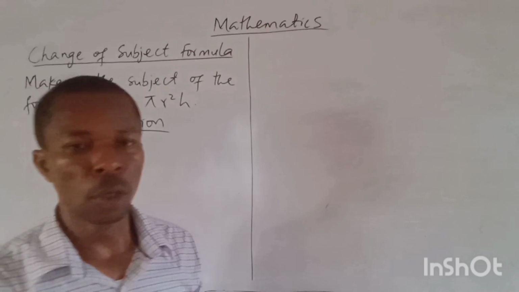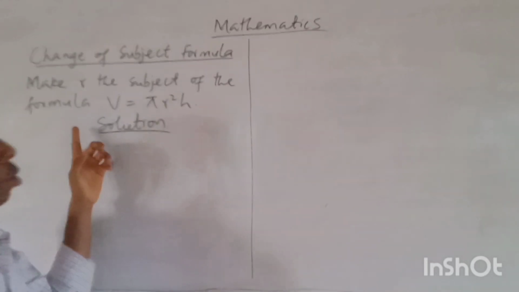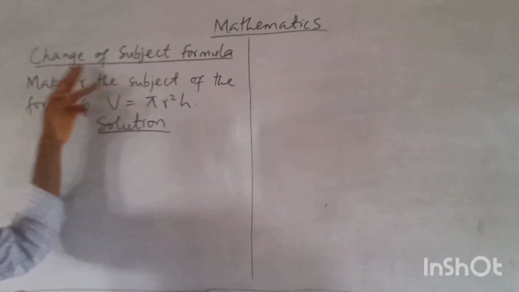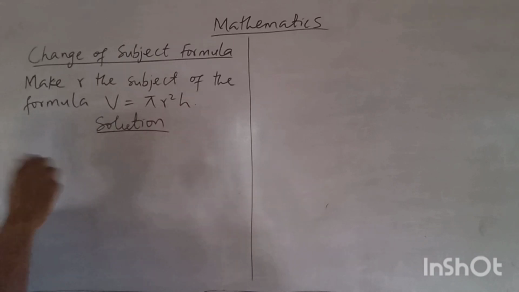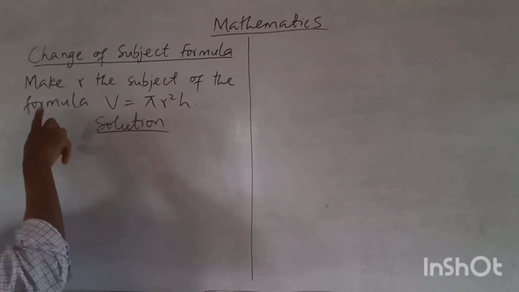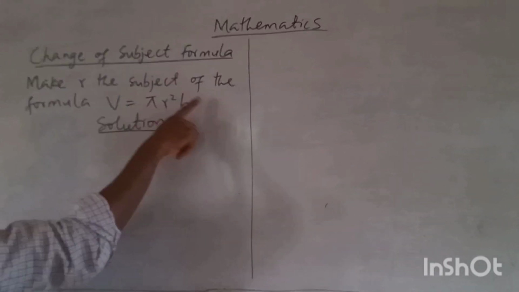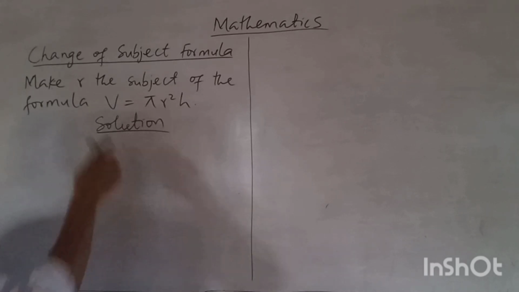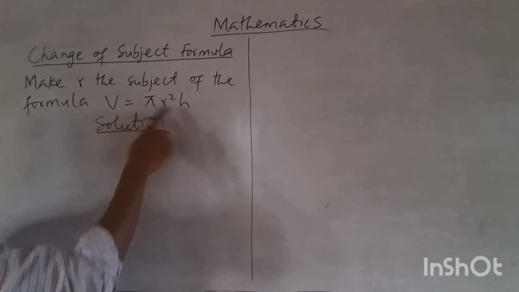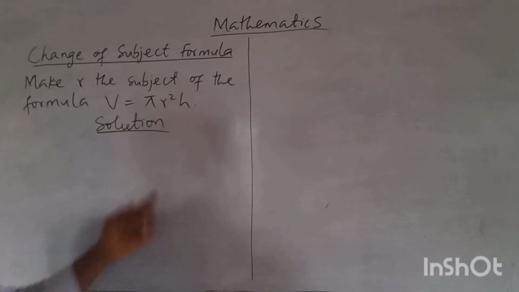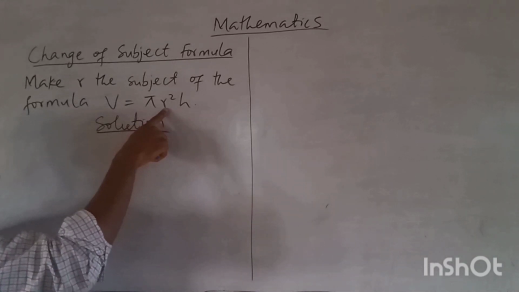Today we'll be looking at this question which is under change of subject formula. The question says, make R the subject of the formula V equal to pi r squared h. So we are required to make R the subject of what?